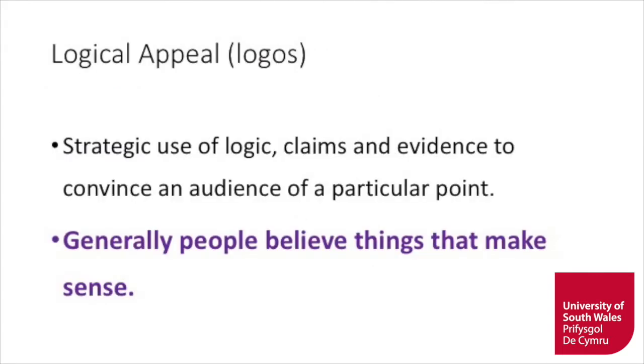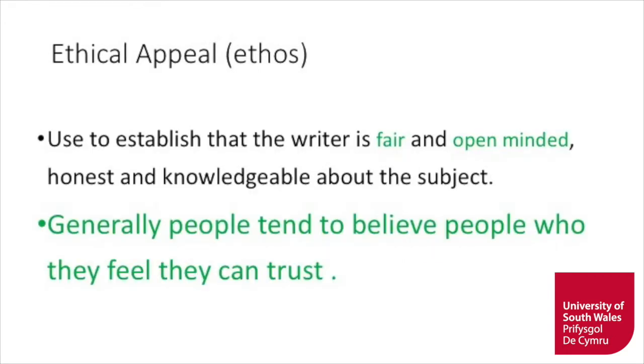So the logical appeal, which is the logos, is the strategic use of logic, claims, and evidence to convince the audience in a particular way. Generally, people believe in the things that make sense. The ethical appeal, which is the ethos, is basically trying to establish that the writer is being fair and open-minded, honest and knowledgeable, and that you can trust them with their subject. Generally people tend to believe people who they feel they can trust. So it's about developing that trust within your work.